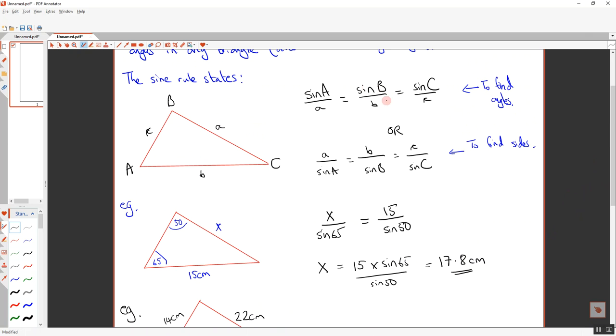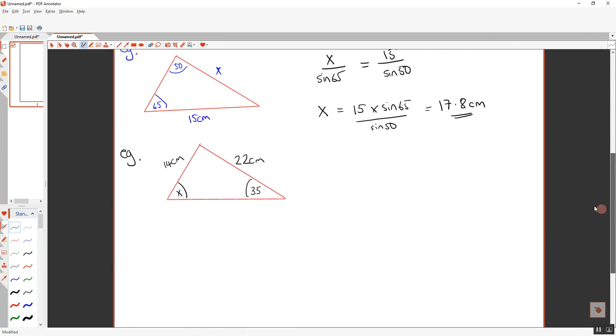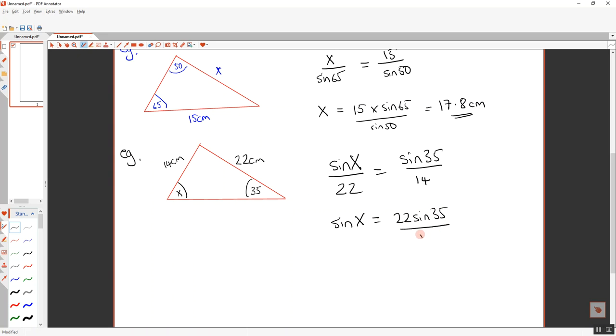So this time we're going to use the top one because we want to find the angle. So this is the formula. It's going to be sine of what, Ari? X. Yep. Divided by 22 is equal to sine 35 over 14. We don't know the other side, so this is all the information we need. How do we get rid of the 22 on the bottom? Multiply both sides by it. So I get 22 sine 35 over 14.